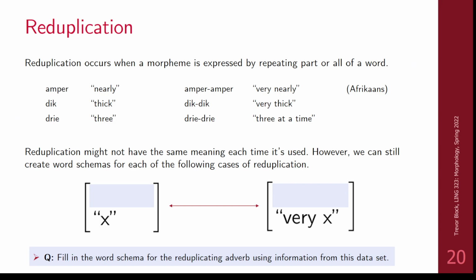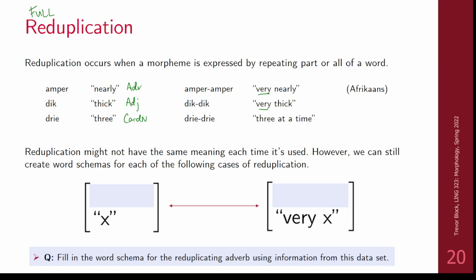As far as other processes, reduplication is a very interesting process. With reduplication, sometimes an entire word repeats, or maybe just part of a word, to create a new meaning. So what we have here is an example of full reduplication. In Afrikaans, if you take a word that is like an adverb or an adjective or a cardinal number like 3, a determiner or quantifier, however you want to look at it, and you repeat the whole thing, you get a new meaning. So adverbs and adjectives get this very meaning.